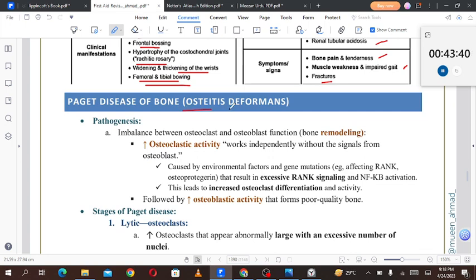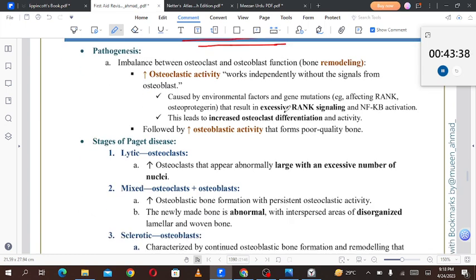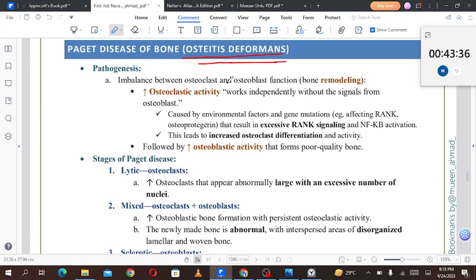Paget's disease of the bone, that is also called osteitis deformans. Pathogenesis: imbalance between osteoclast and osteoblast function, that is, imbalance in bone remodeling, is called Paget's disease.